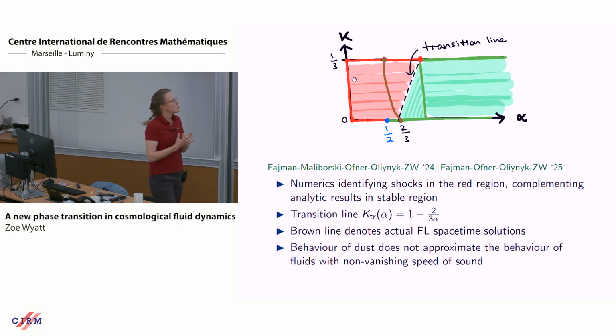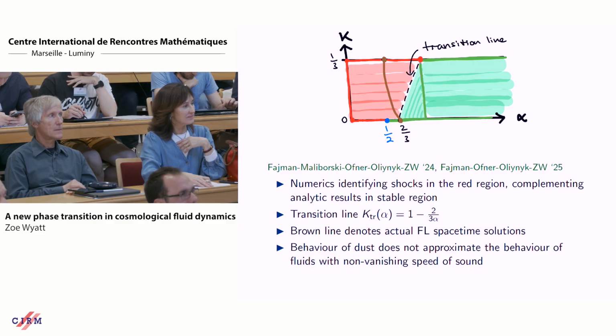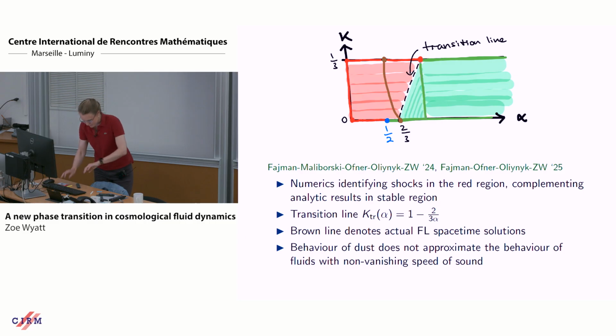The other thing which I think is quite interesting to note, maybe it's a bit technical, is that the behavior of dust does not approximate the behavior of fluids with a non-vanishing speed of sound. In particular, if you come down your line here, you might have some behavior where your dust looks like it's unstable, and then it flips into something that's stable. And this is quite important, because in cosmology, lots of times they will use dust as some kind of model matter, but I think it's not well understood how good an approximation that is. Maybe setting the pressure to be 0 is too strong a restriction.